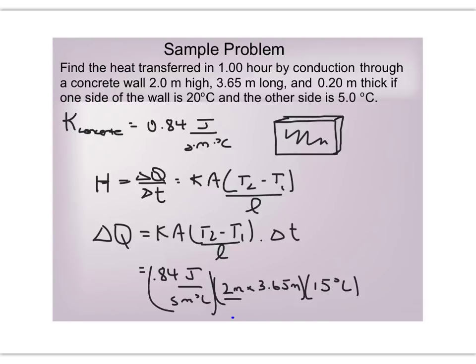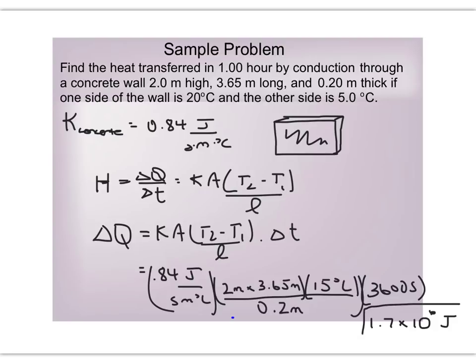I'm going to divide that by the length, which is really going to be the thickness of the concrete because that's separating the two different temperatures. So 0.2. And then finally, I'm asked to multiply that times the time. Since our K constant has seconds in it, I'm going to need my time to be in seconds. So 1 hour, 3,600 seconds. And I end up getting 1.7 times 10 to the 6th joules is the amount of heat that is transferred from the hotter side to the colder side in an hour.